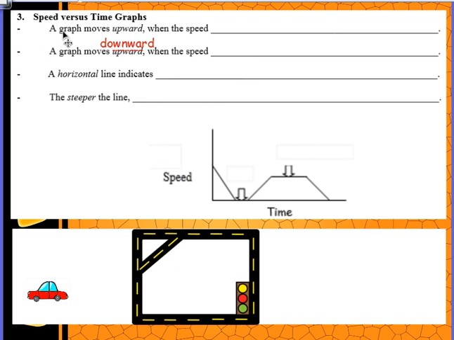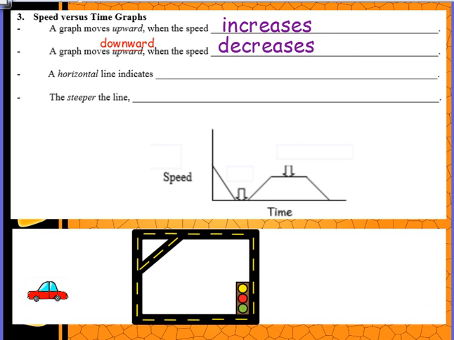So in this example, a graph moves upward when the speed, what do you think? Increases, or when the speed is increasing. So the opposite of that, a graph moves downward when the speed is decreasing, or whenever the object that is moving, for example a car, when the speed is getting slower.